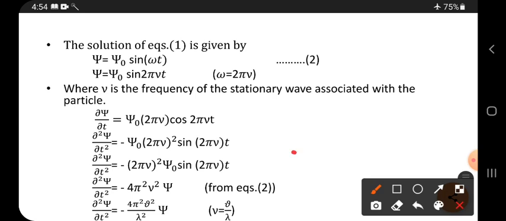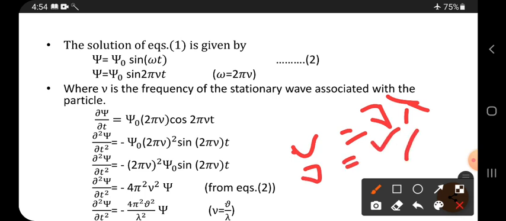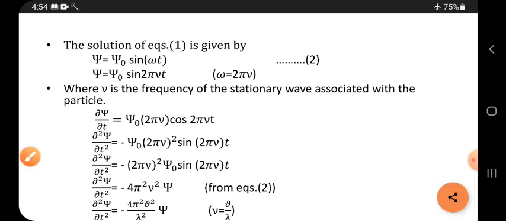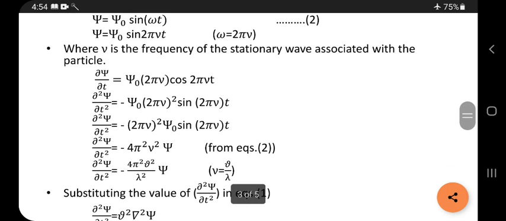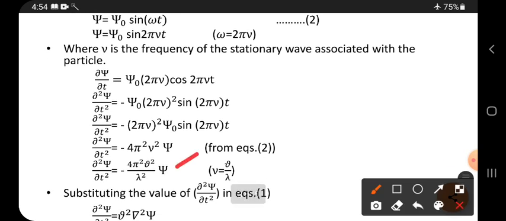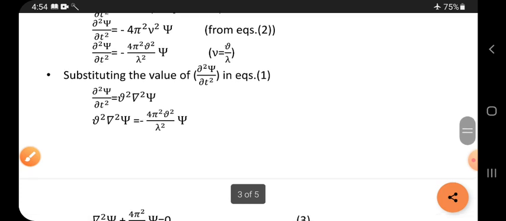Now nu can be written as follows. We know velocity is equal to nu lambda, and from this nu is equal to velocity by lambda. In the place of nu, we have to substitute velocity by lambda, then we get this equation. Okay, the next.